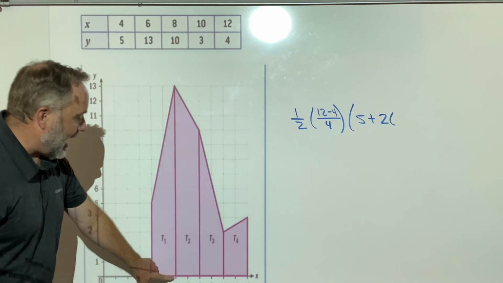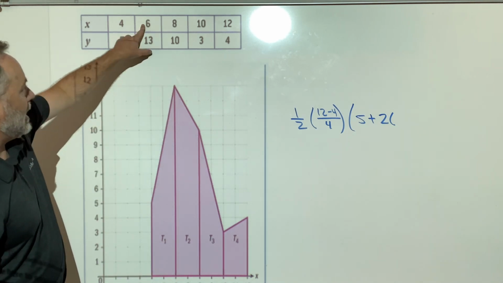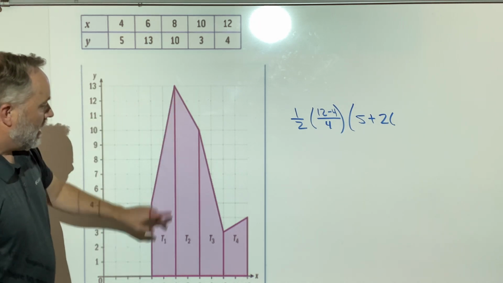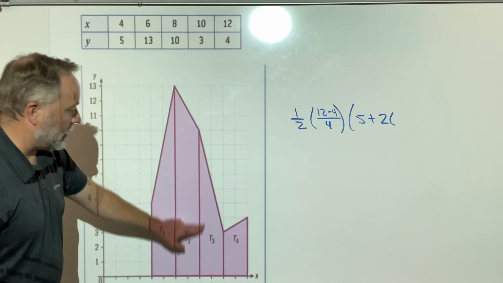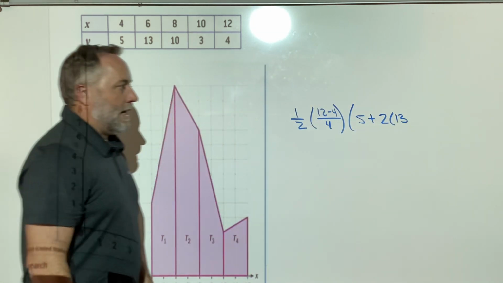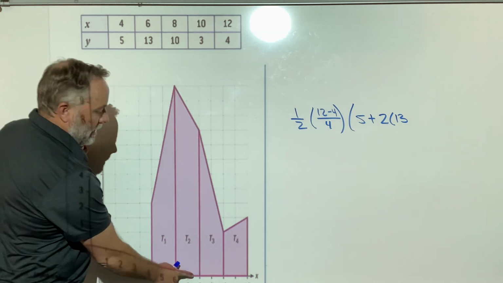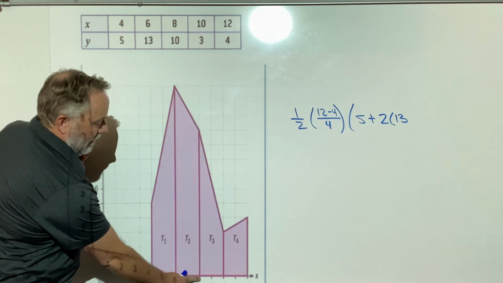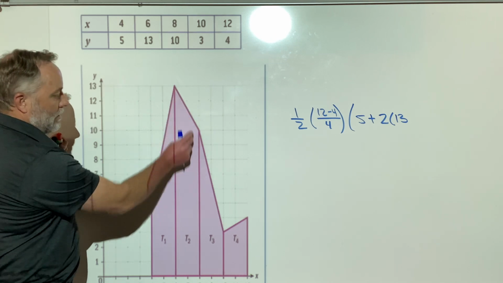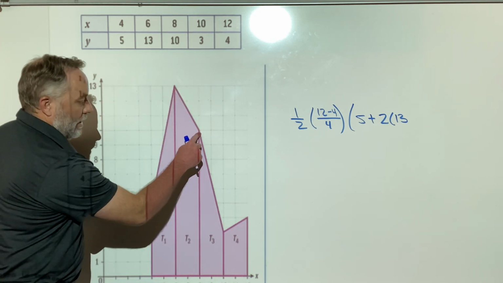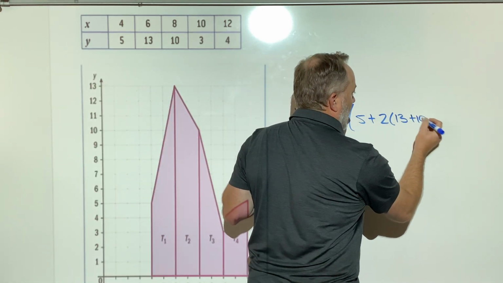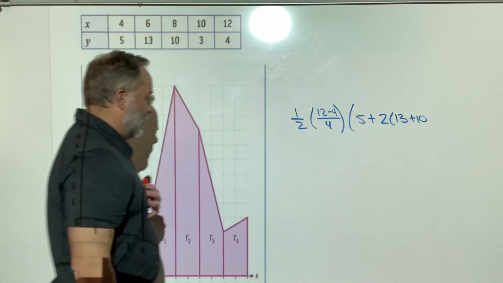Okay? So the height at 6 is 13. Again, we use that height for trapezoid 1, but we also use that height for trapezoid 2. So that's why we're multiplying it by 2. So that 13 gets multiplied twice. Same thing happens to this height at 8, right? This height of 10 is part of trapezoid 2, but it's also the height of trapezoid 3. So we're going to use it 2 different times. So 2 times that one as well.